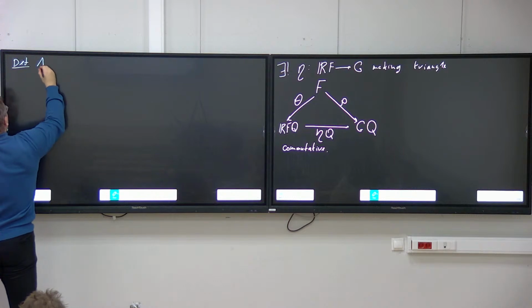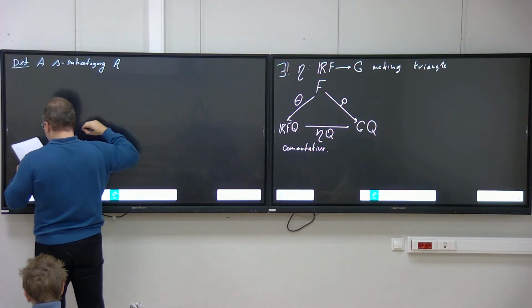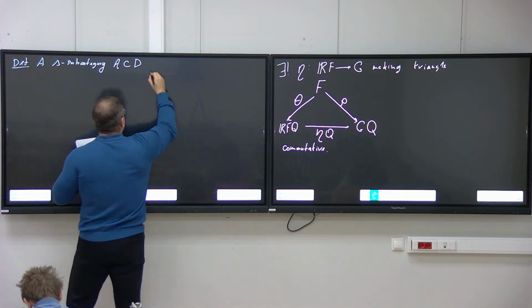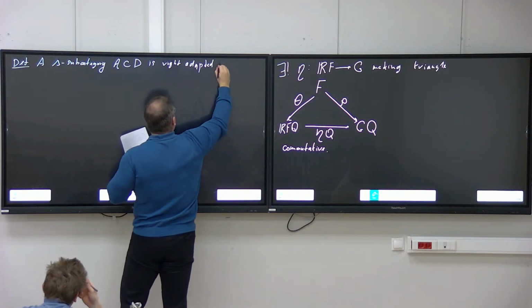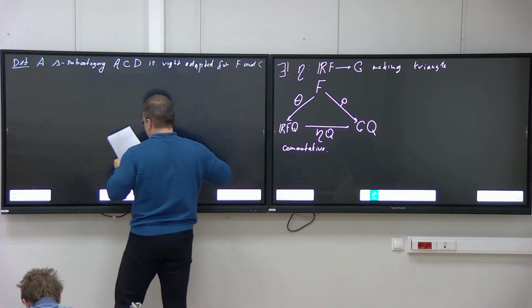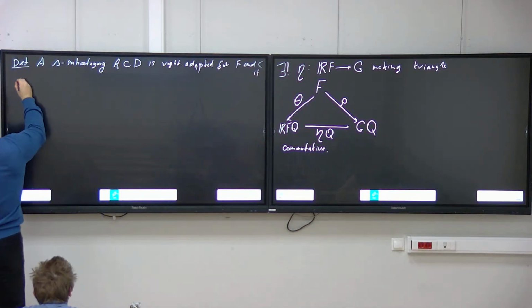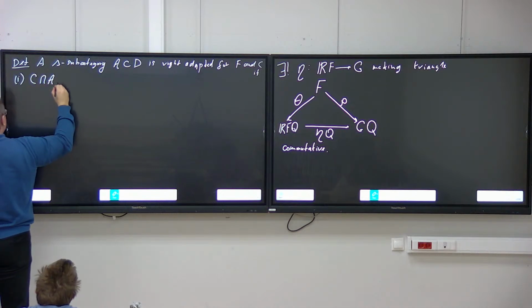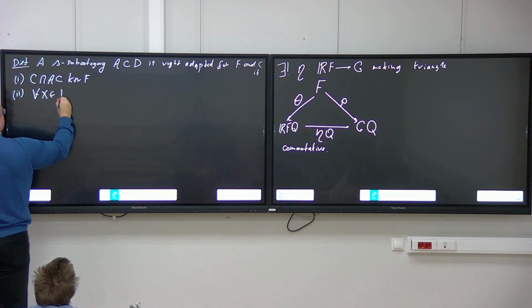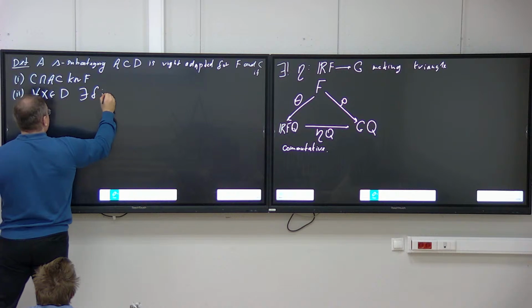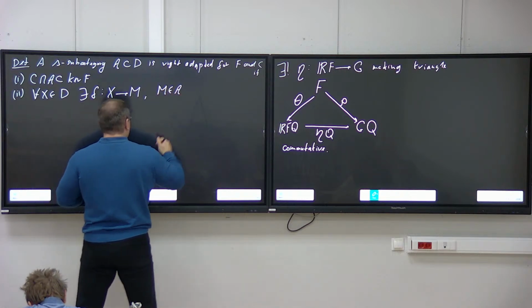So definition: a triangulated subcategory A in the category D is right adapted for the pair F and C if we have two conditions. The first condition is that the intersection of C and A is contained in the kernel of the functor, and condition 2 is that for any object X in the triangulated category D, there is a map from X to some object M with the property that M is in A and F.